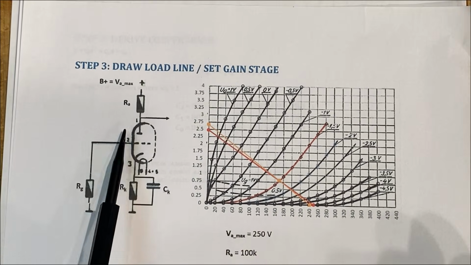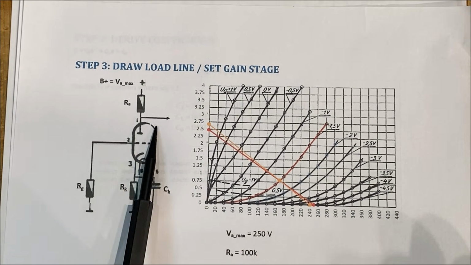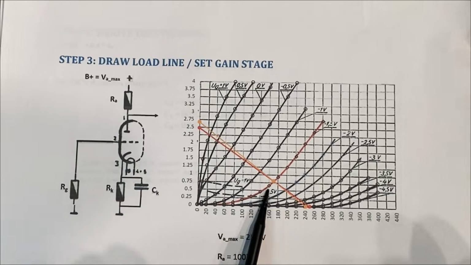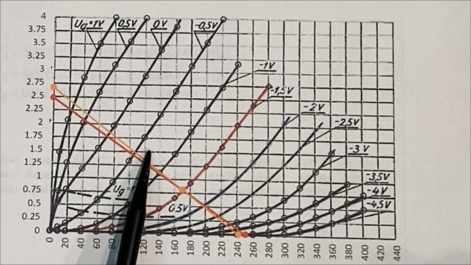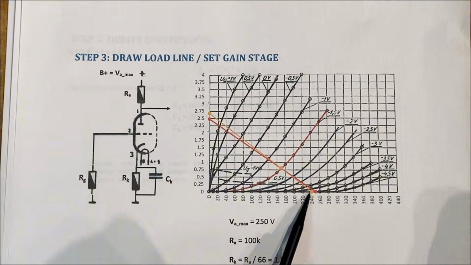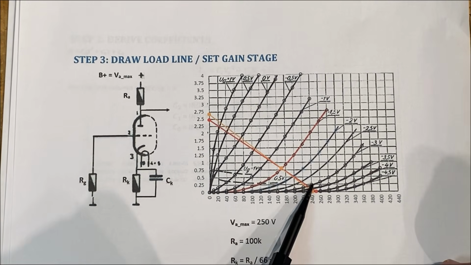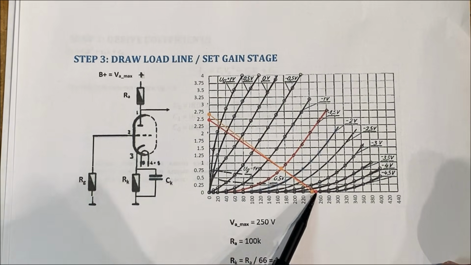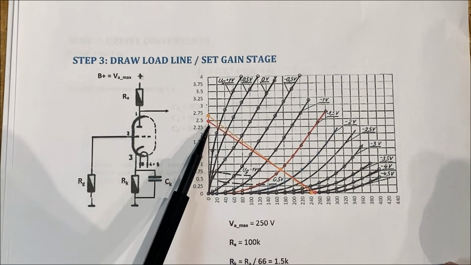Now the operating point for my gain stage here is probably somewhere around in the middle here. So with my gain stage defined and my load line drawn, now I need to know what the equation for this load line is.